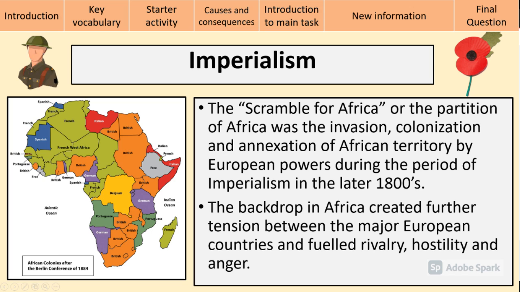Have a look on the left. This is a map of the continent of Africa. However, you'll see that Britain, Germany, Portugal, Belgium, and France also had territory in these areas.